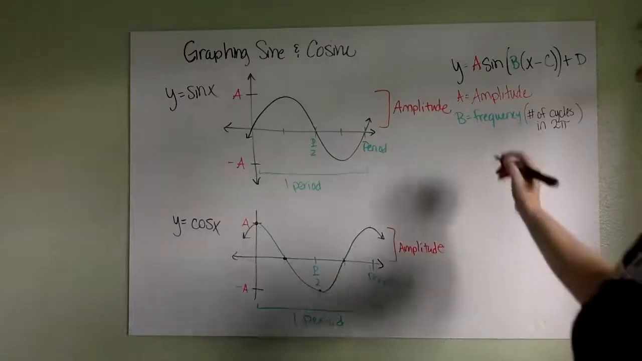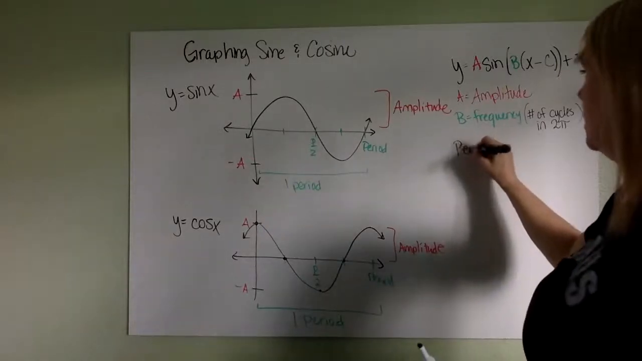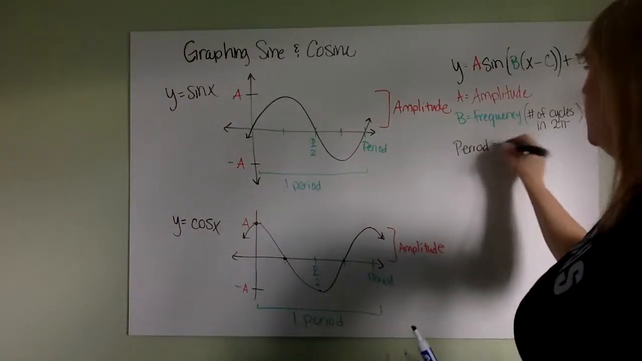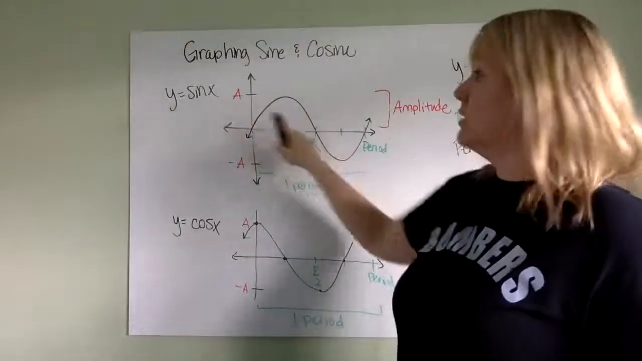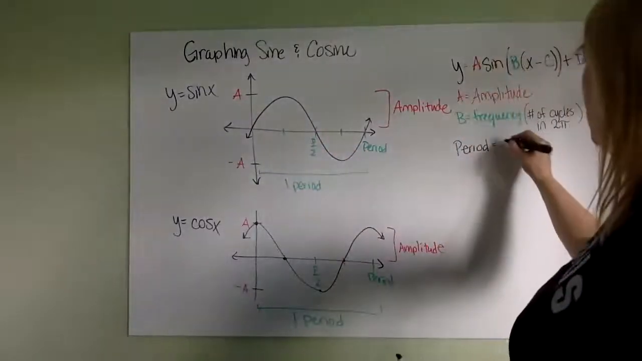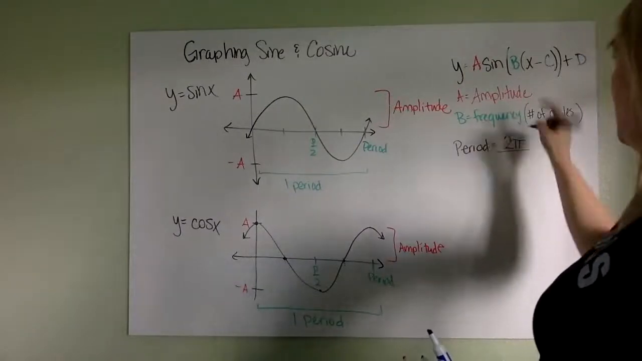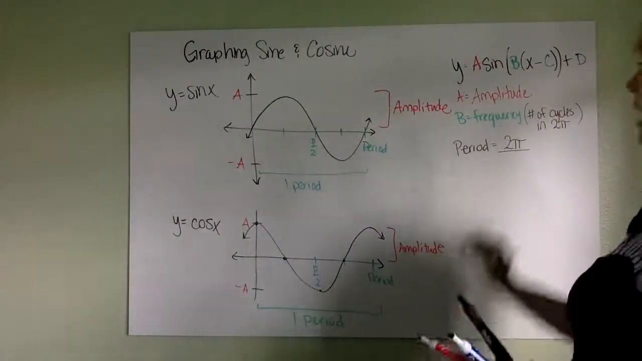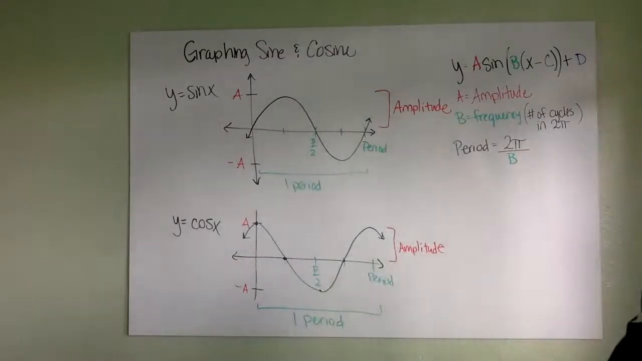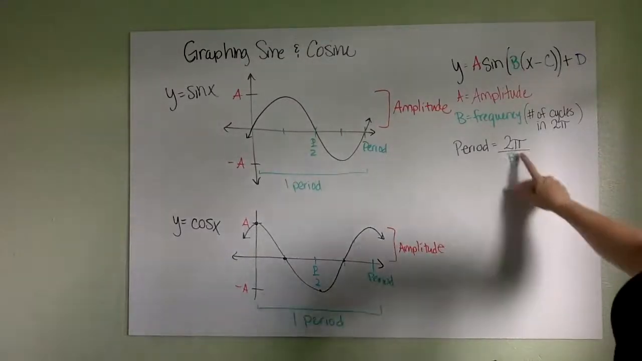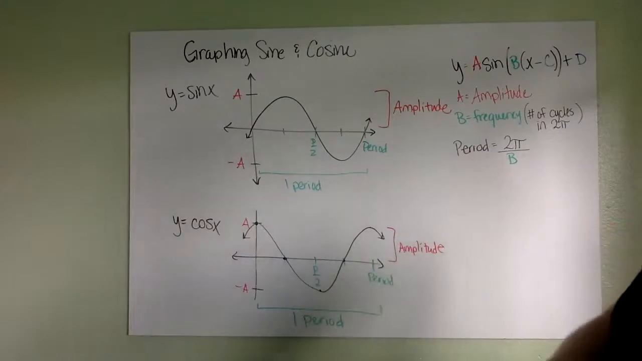Also, B is used to calculate the period. The period of a normal sine function, so if I'm graphing just the sine of x, this period is 2 pi. And then if I have a B value, I divide that 2 pi by whatever number B is. So 2 pi over B is how we calculate the period.